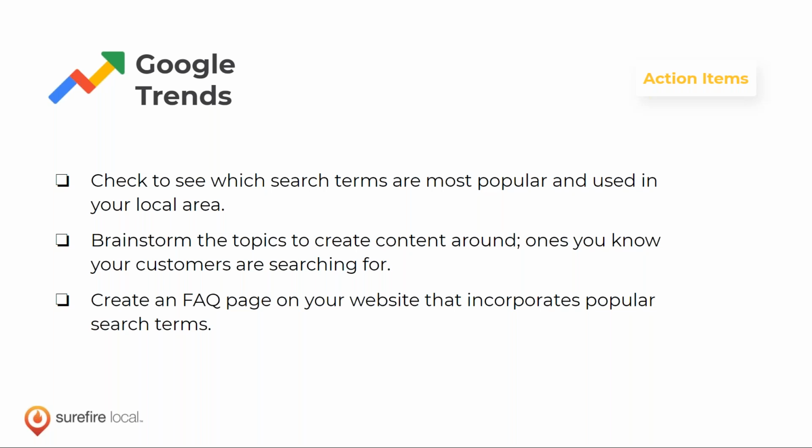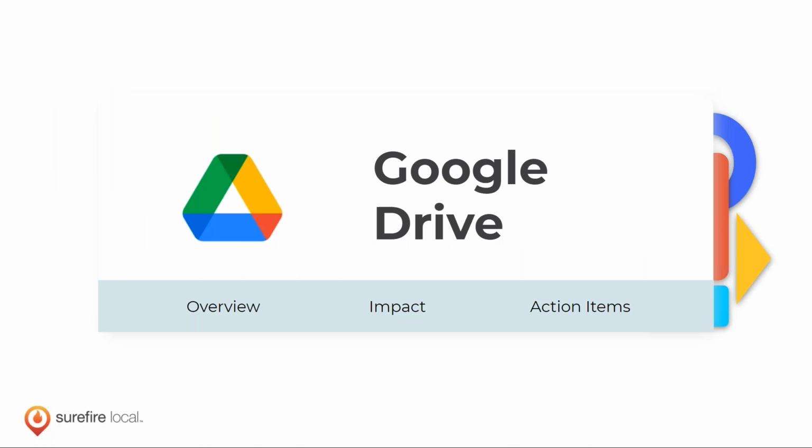So action items for this: check and see what terms are trending right now in your specific area. You can use that to figure out what types of topics and content you should write about. And then another idea is to put a frequently asked questions page on your website that answers questions that people ask a lot, as a way of A, helping website visitors find the information they want, and B, pull more traffic to your website to that page because it's answering questions people are asking on Google.